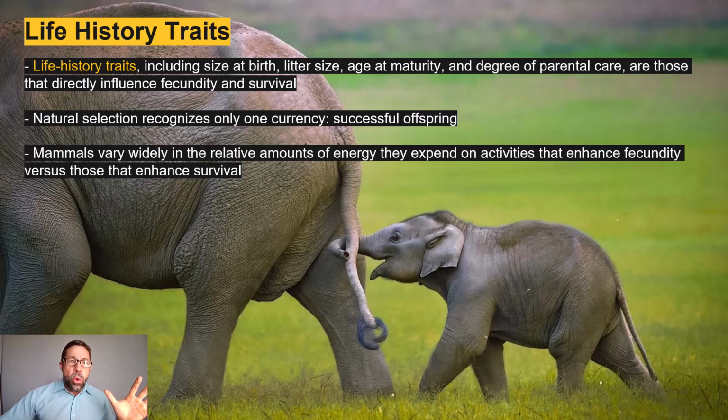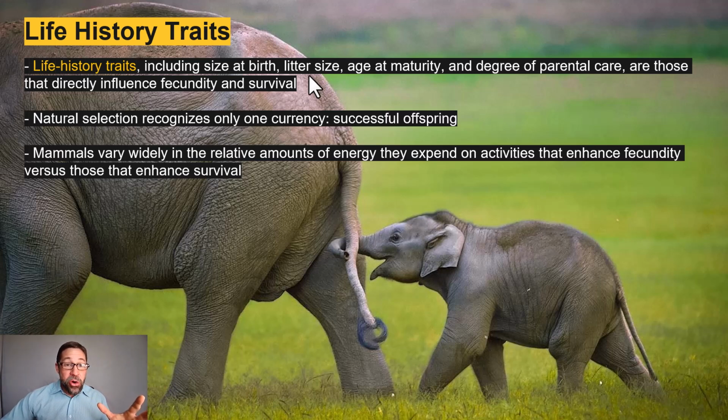But for now, what do I mean by life history traits? Life history traits include traits like size at birth, mean litter size, the age at reproductive maturity, the degree of parental care. These are traits that are going to directly influence fecundity, meaning the animal's reproductive output, as well as survival, meaning these are traits that are sculpted by natural selection.